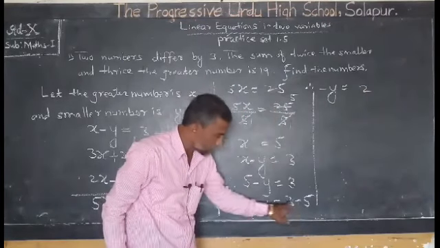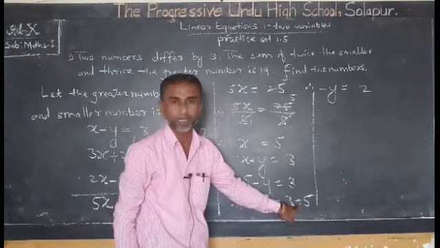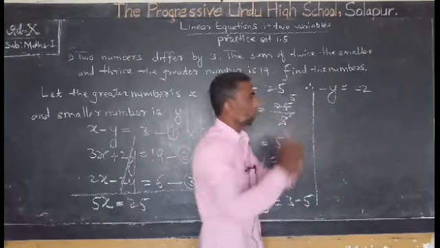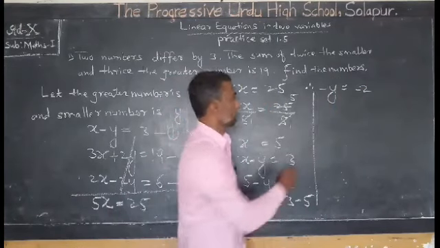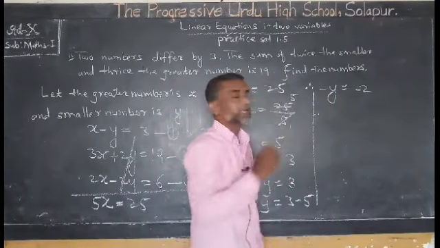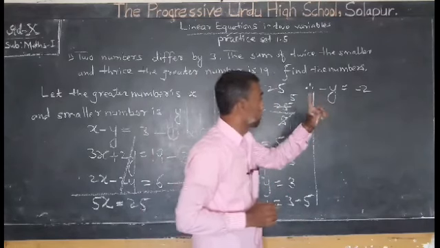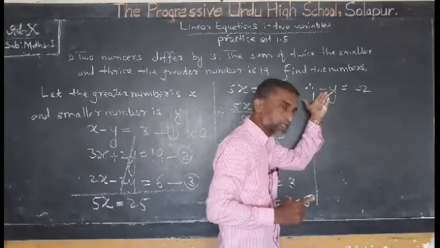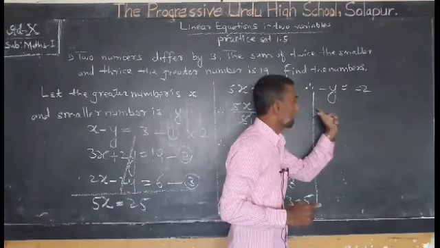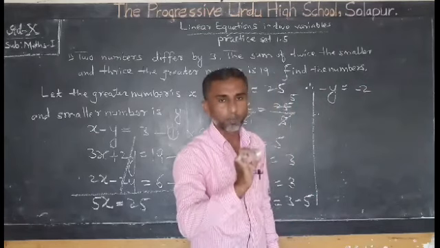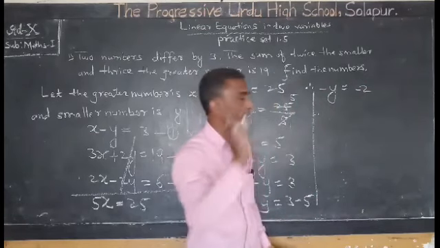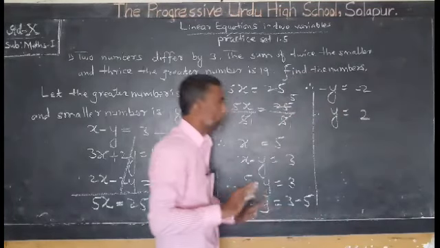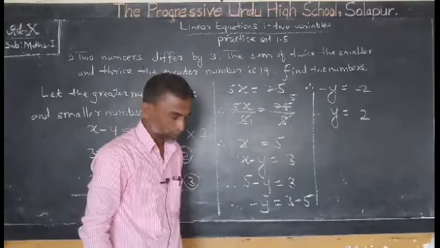As the signs are opposite, you should give the sign of the greater number, which is minus. Now, minus y is equal to minus 2. Multiplying each term by minus 1, it will become plus y, it will become plus 2. Write here a sentence: multiplying both sides by minus 1. Therefore, y is equal to 2. Now, we have found the value of the second variable, 2.